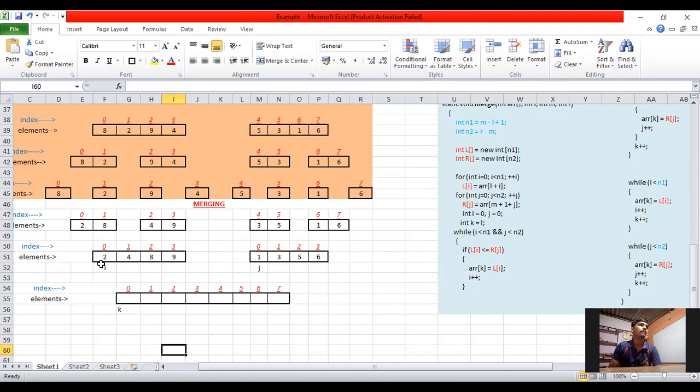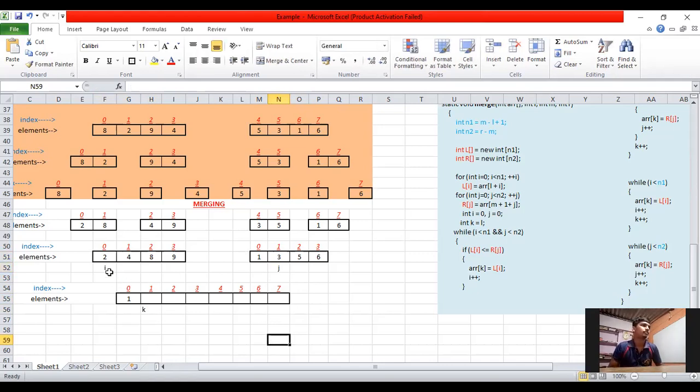So we compare the 0th position of this with this. So 2 is greater than 1, so the lesser element is placed in the kth location of the array. Here 1 is placed into the 0th location of k. Then we increment k, and also we increment j.